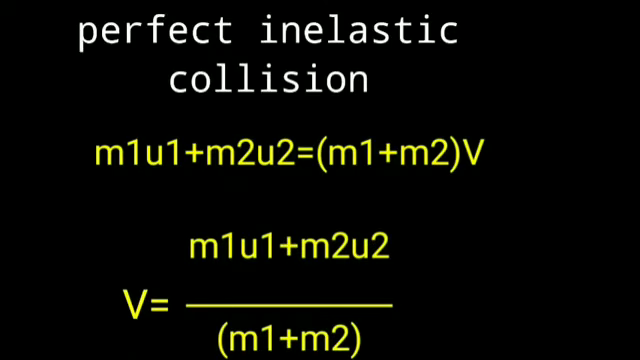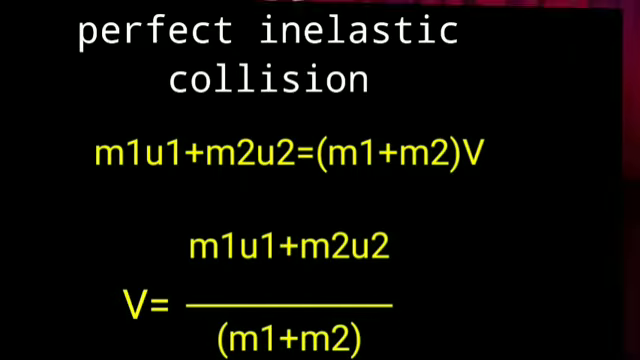Next topic, perfect inelastic collision. Let the two bodies with mass m1 and m2 move with initial velocities u1 and u2 respectively before the collision. After perfect inelastic collision, both the objects move together with common velocity v. So m1 u1 plus m2 u2 is equal to m1 plus m2 into v. So v is equal to m1 u1 plus m2 u2 by m1 plus m2.